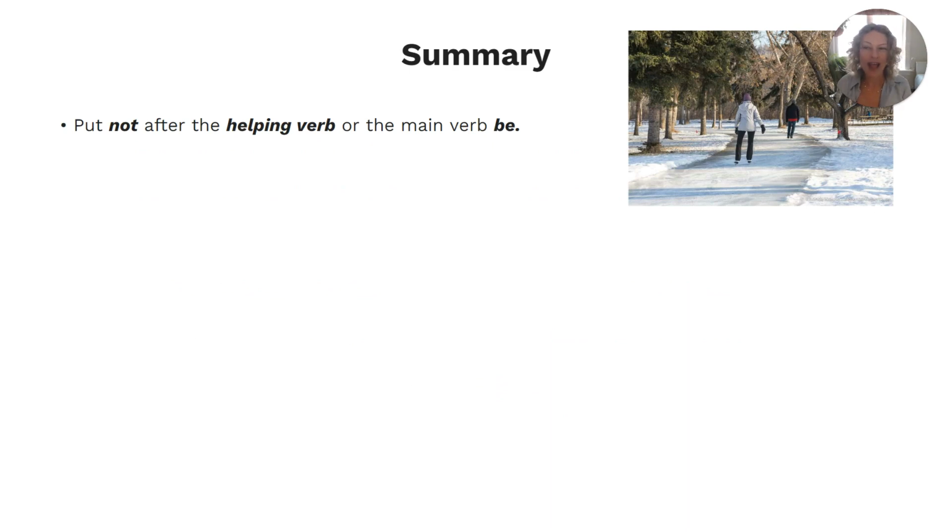Put not after the helping verb or the main verb be if you want to make a sentence negative, to show the action did not happen. She is not wearing a heavy coat. So you can see our helping verb is, then we have not, and then we have the main verb. In the sentence, she is not cold, the main verb is be, and then we can just put not after that.